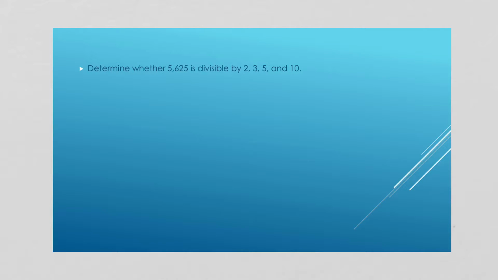Alright, so let's take a look at 5,625. It is not divisible by 2 because it ends in a 5. Let me add these up. 5 plus 6 is 11. 11 plus 2 is 13. 13 plus 5 is 18. So I would say yes on 3. It ends in a 5, so I would say yes on 5. It does not end in a 0, so I would say no on 10. So it's just 3 and 5 here.